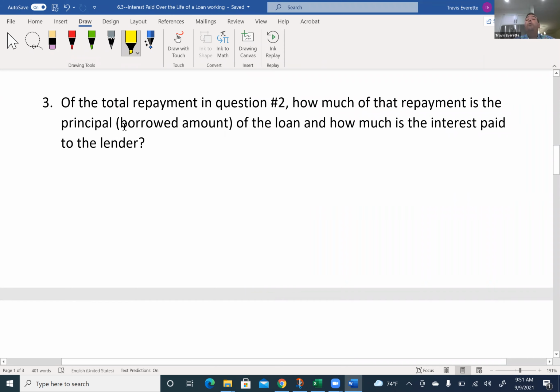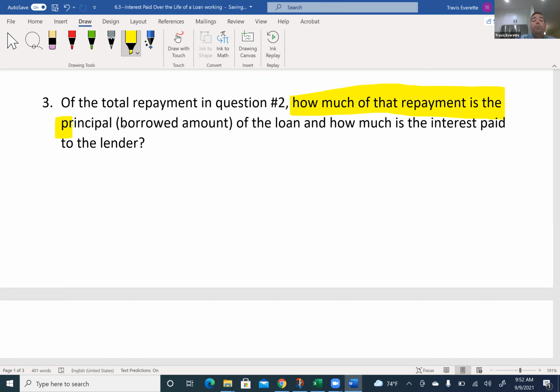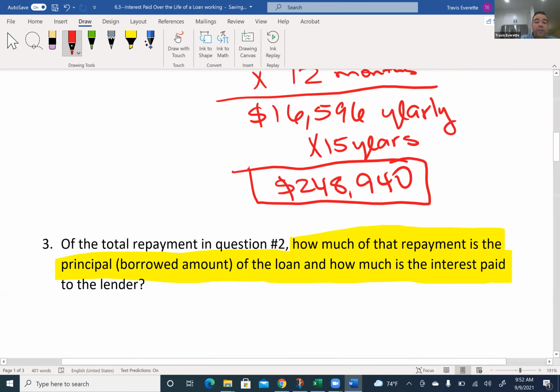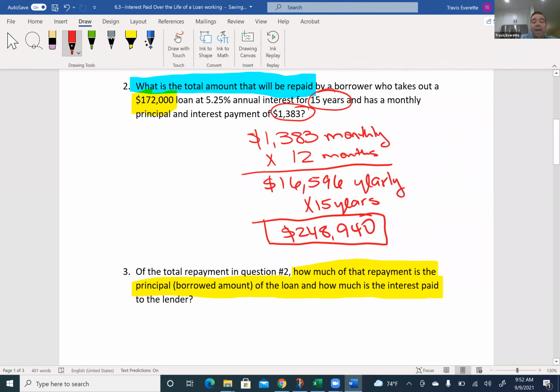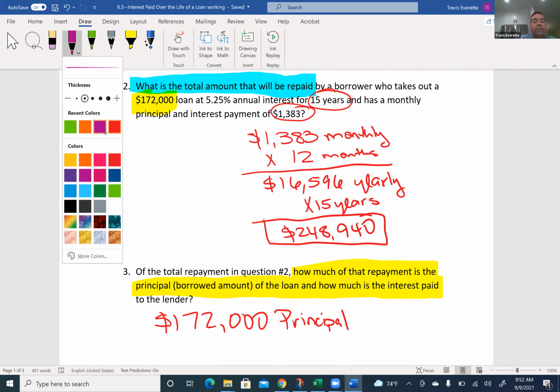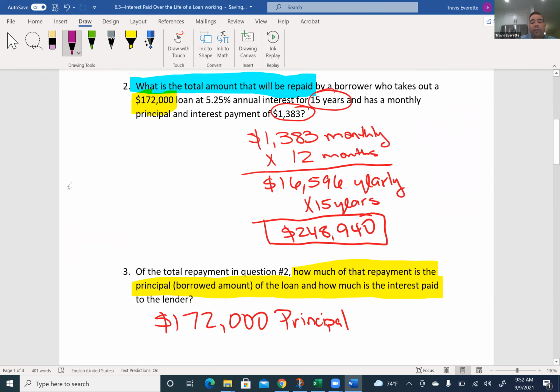Now look at number 3. It says, of the total repayment in question number 2, how much of that repayment is the principal of the loan and how much is the interest that's going to be paid to the lender? Well, the first half of the question is super easy. They already gave us the answer to it. It's $172,000 in principal because principal is the amount borrowed. And we borrowed $172,000. To get to the interest, we got to do a little more work.